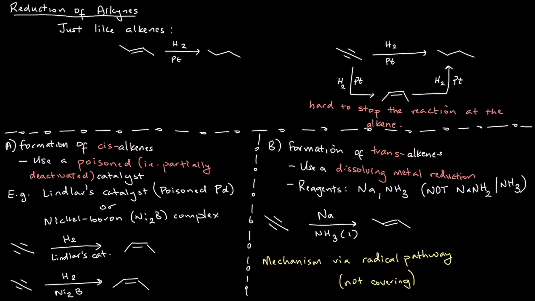Okay, so that's pretty much it for the video. We have learned about the structure of alkynes, the acidity of alkynes, how to make an alkynide ion. We've learned how to prepare alkynes using the double E2 elimination pathway, and then we've also learned about the reduction of alkynes. Okay, thank you so much for watching, and I will see you in class.